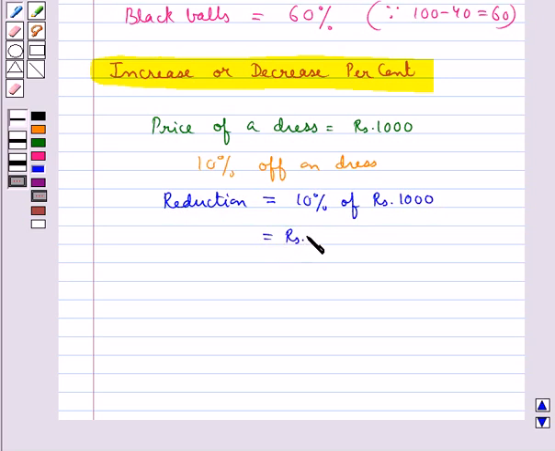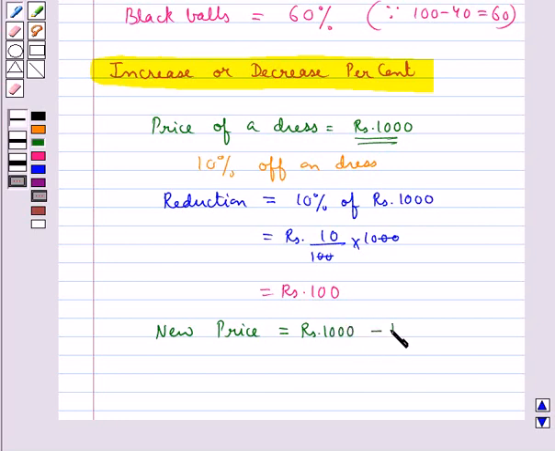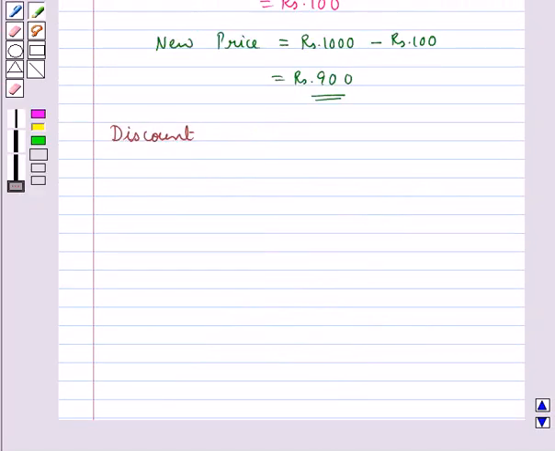Reduction is equal to 10% of the price of the dress, that is ₹1,000. This is equal to ₹10/100 × 1,000. That is, reduction is equal to ₹100. Now the new price of the dress is equal to the old price of the dress, that is ₹1,000 minus the reduction, which is ₹100, and this is equal to ₹900 would be the new price of the dress.